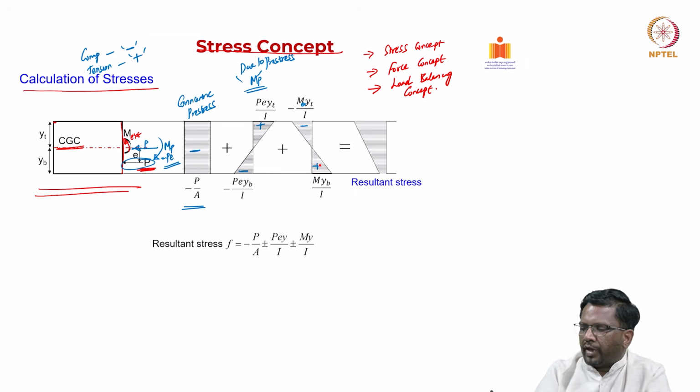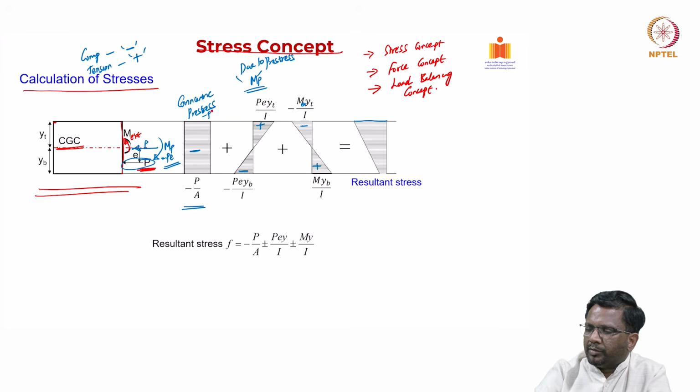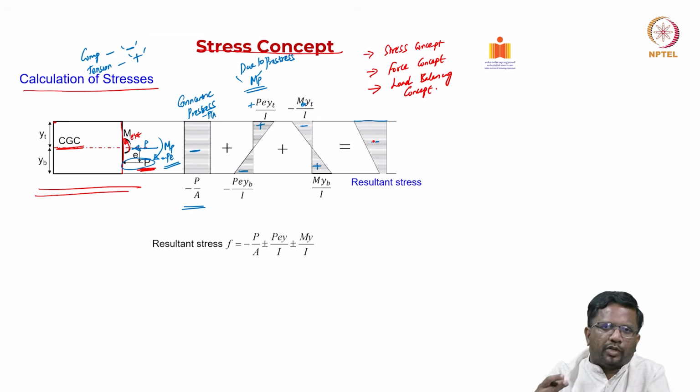So, now we are going to add all the effects. The net stress at the top, you see here, is going to be minus P by A, then you are going to have plus P into e into YT by I, then here you have negative M external into YT by I. So, you add all of them. Here I am assuming that everything is going to be in compression. That is what our intention is.